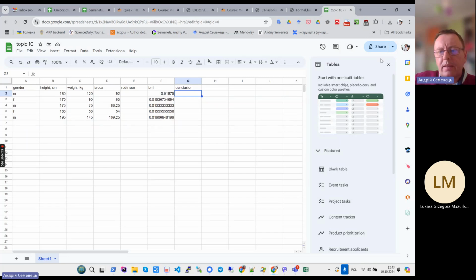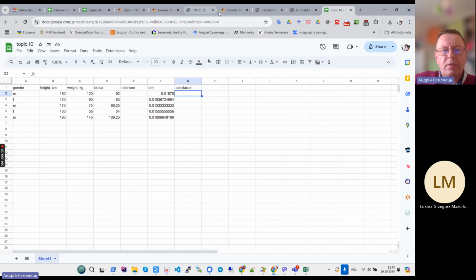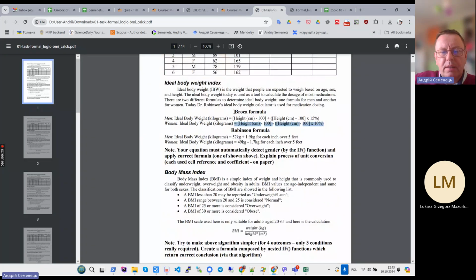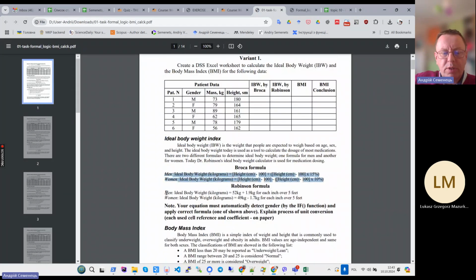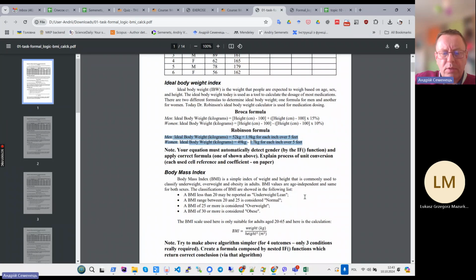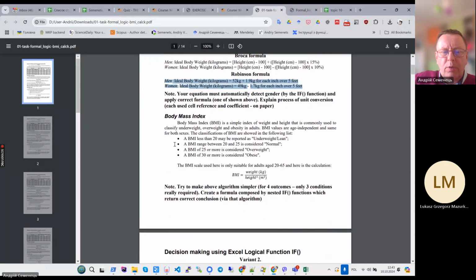Something like this one. So then, to make a conclusion, we have to use the nested IF function. Main problem: what's the difference from the Robinson-Broca formula case? Here we have a choice of one option from two. In the case of conclusion, we have a choice from four. So we have to use a nested function.